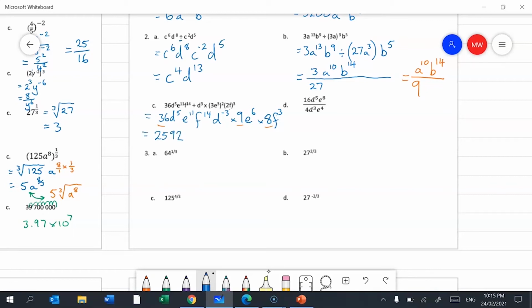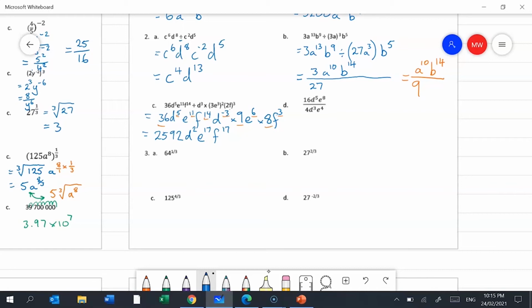2592. And now what I'm doing is I'm just cleaning up my letters, okay? So I'm running across the row. We'll start with D. We've got 5 minus 3 is 2. E's, I've got 11 plus 6, so 17. And F's, I've got 14 plus 3, which is 17 as well. All right.